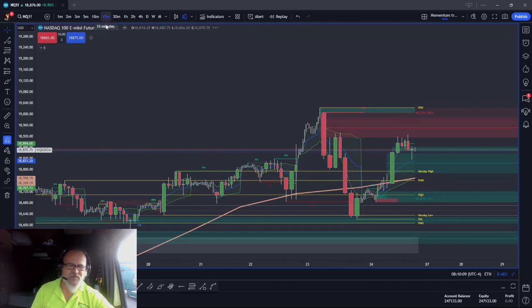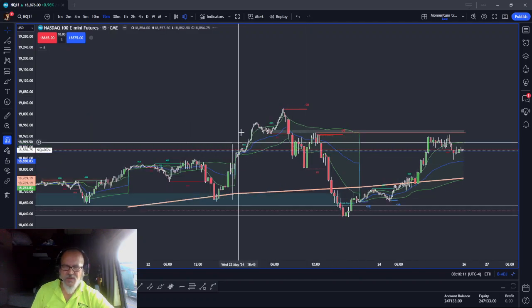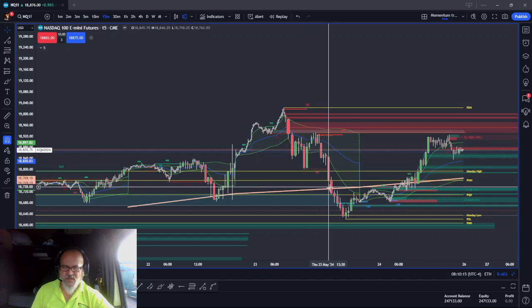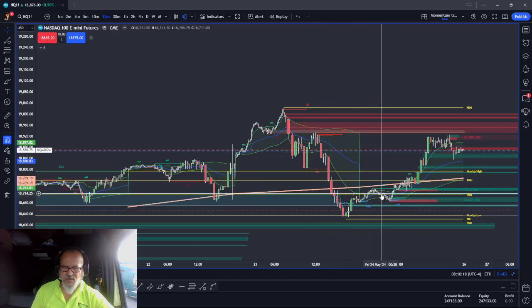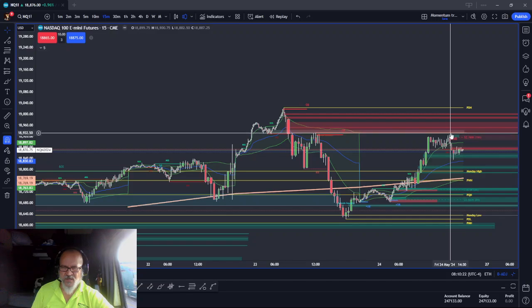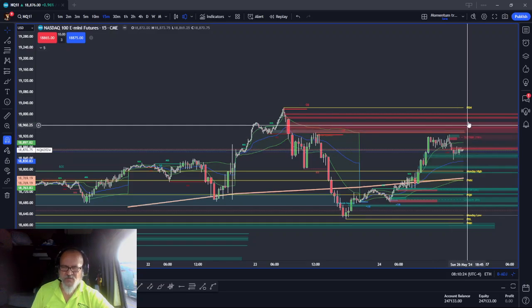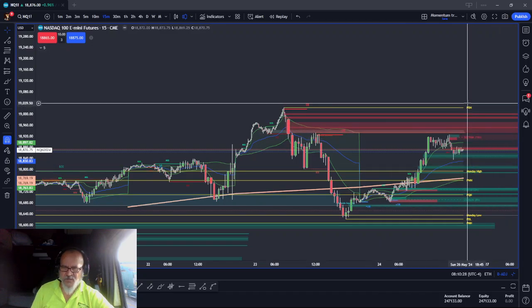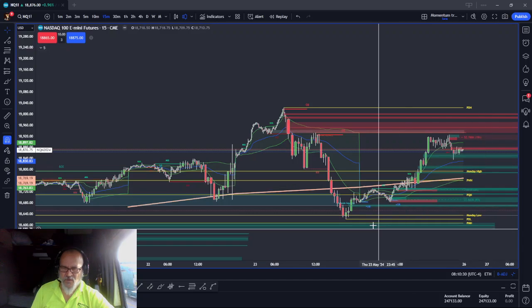All right, 15-minute. Again, consolidation, push, consolidation, displacement, consolidation, manipulation move to go higher and take out this liquidity here, and then roll over.